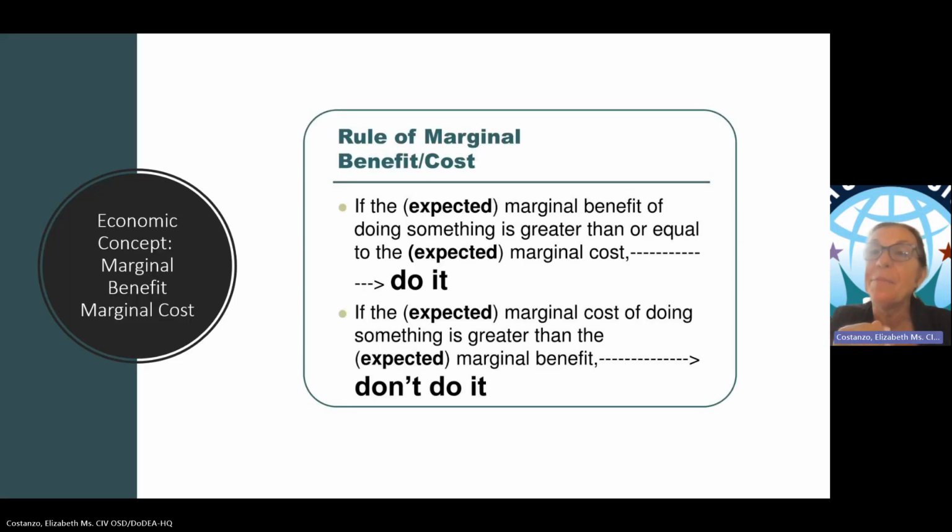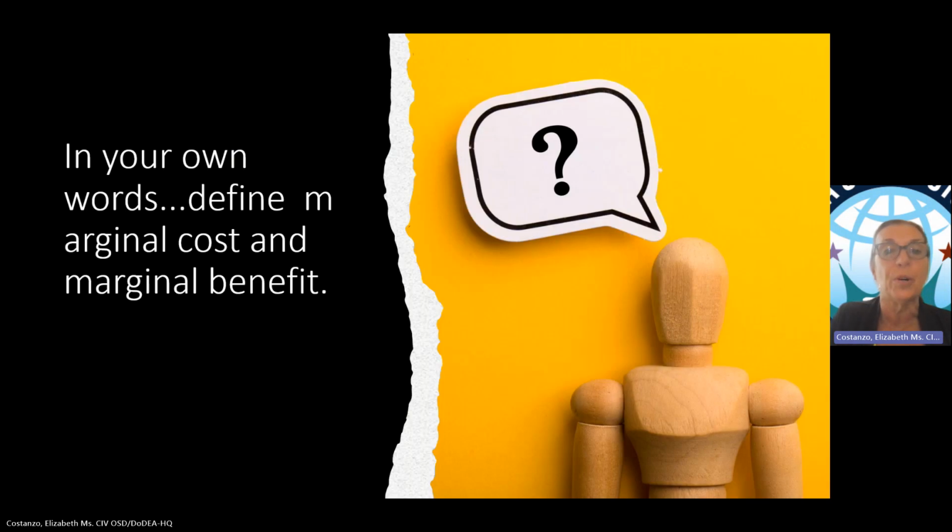All right, so now that they've completed looking at RJ's dilemma, here's what you need to know about the rule of marginal benefit and cost. If the expected benefit of doing something is greater than or equal to the expected cost, then you should do it. If the expected marginal cost of doing something is greater than the benefit, then don't do it. All right, marginal cost, marginal benefit. So now the students, in their own words, are going to write down their personal definitions.